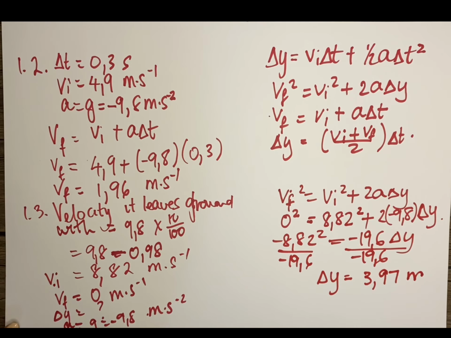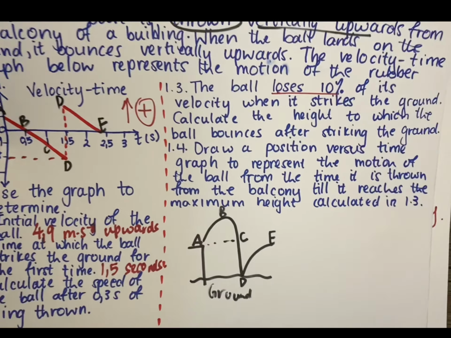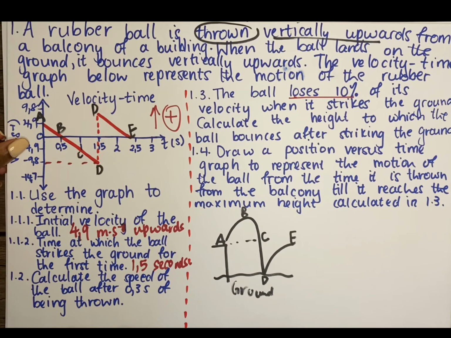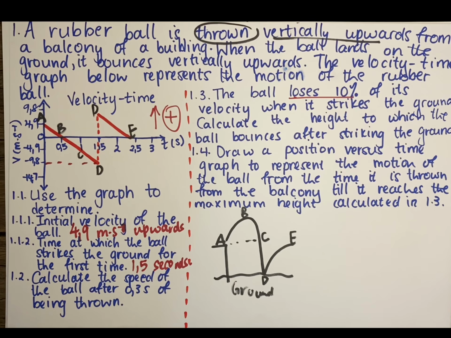So that's the height it's going to reach after bouncing, 3.97 meters. And then the next question says, draw a position versus time graph to represent the motion of the ball from the time it is thrown until it reaches the maximum height. Basically, what I drew here, which is the trajectory of the ball, is just the easiest way for you to draw a position time graph.